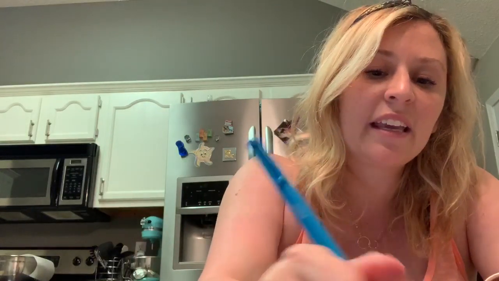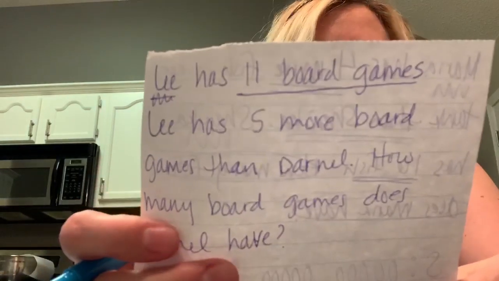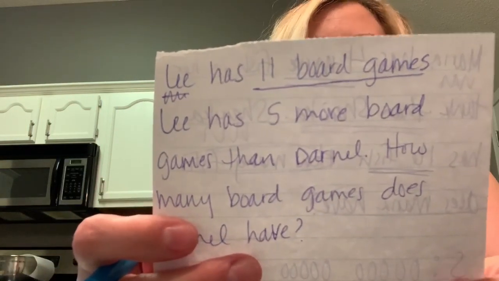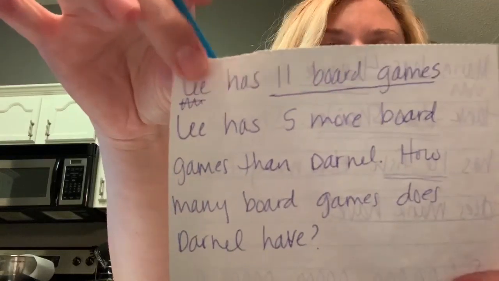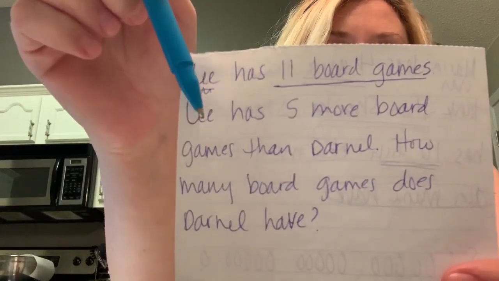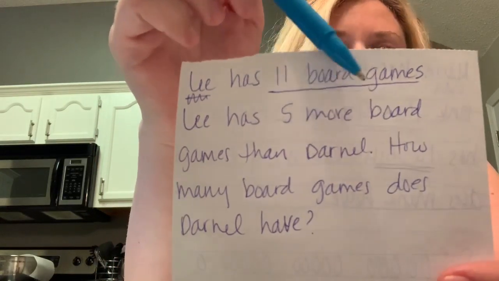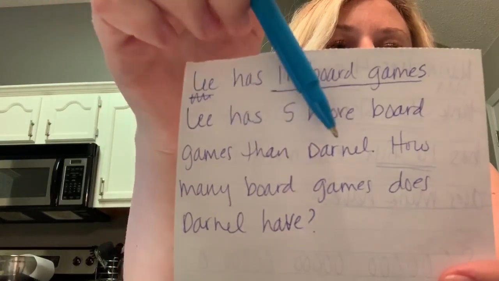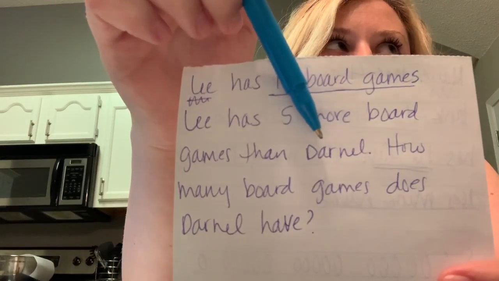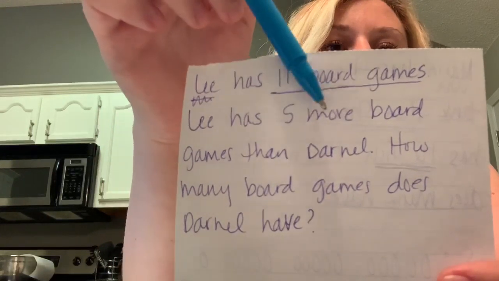That's simple. What do we know? We know Lee has 11 board games. Good. It tells us right here. Lee has 11. All right, next sentence. Lee has 5 more board games than Darnell. Okay, let's think about that. Lee has 5 more board games than Darnell.